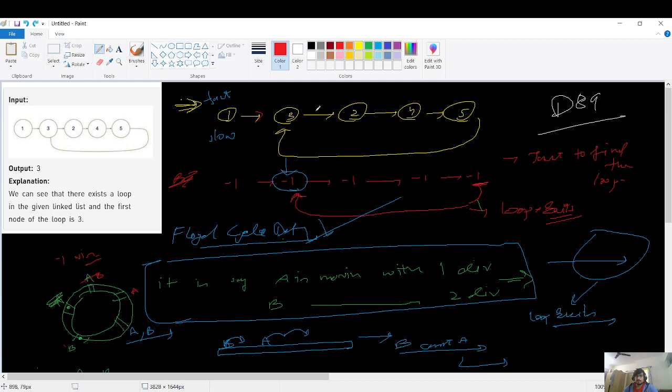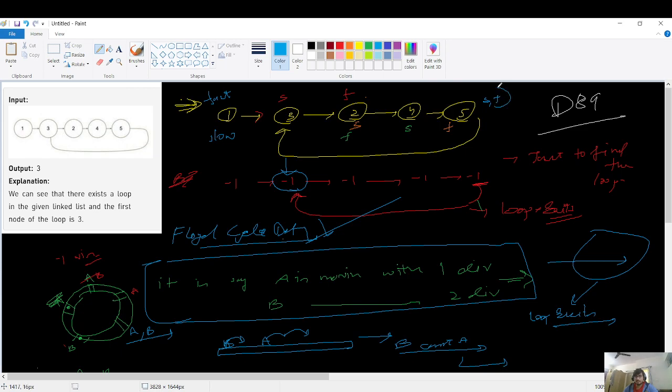In the second iteration, slow will come to 3, slow will come to 2, and fast will come to this one. In the third iteration, slow will come to 4 and 5, and this fast pointer will come to this thing, at 2. Now, taking a new color, slow will move from 4 to 5, and fast will move two steps, that is 2 to 5.